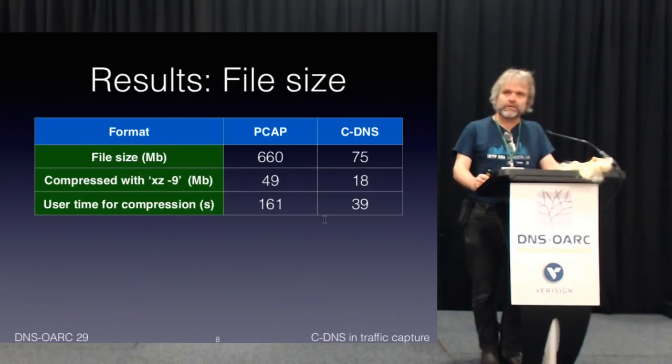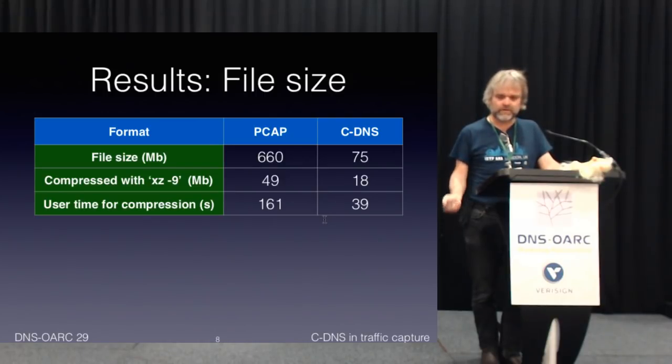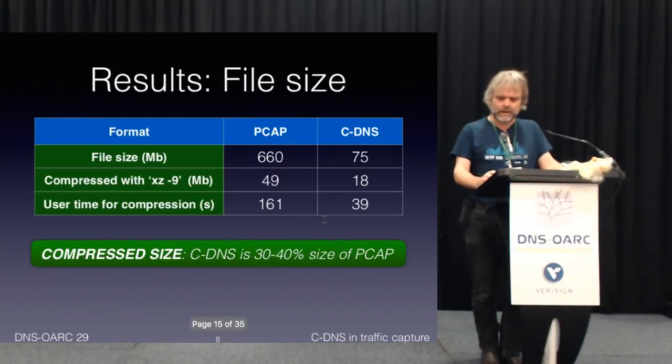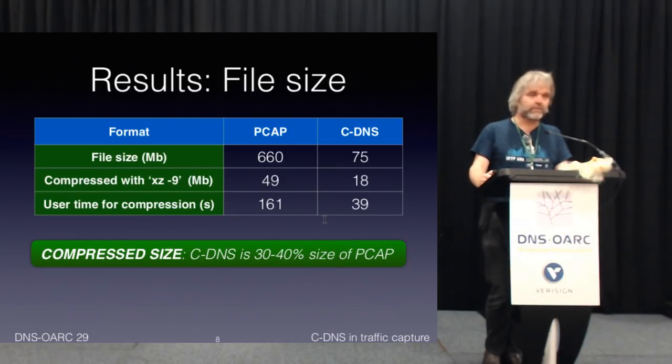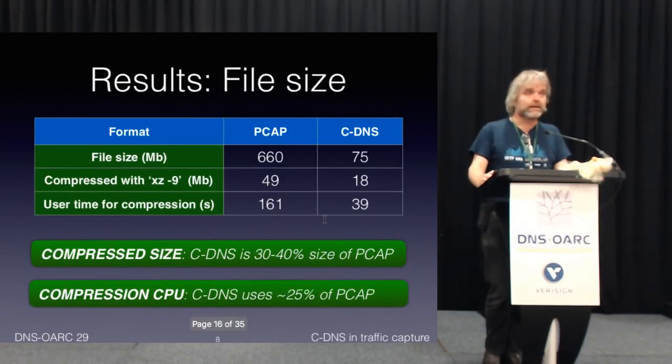So we're reducing not only the file space and the network resources we need to use, but compared to compressing PCAP, we're also significantly reducing the CPU we use as part of the capture. So our headline is that cDNS works out somewhere typically between 30 and 40% of the size of a PCAP, and it uses about 25% of the system resources to create it as a PCAP.